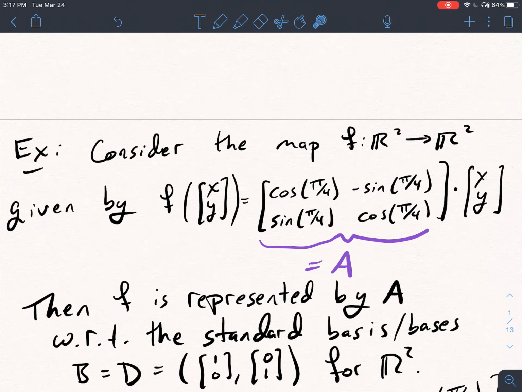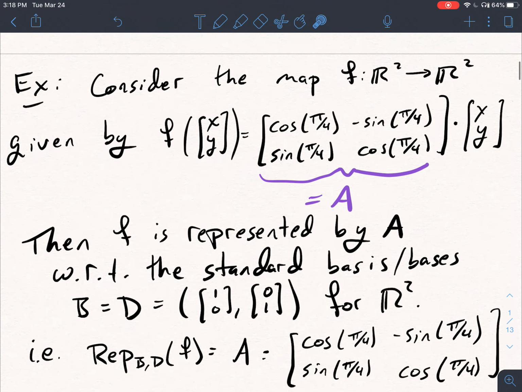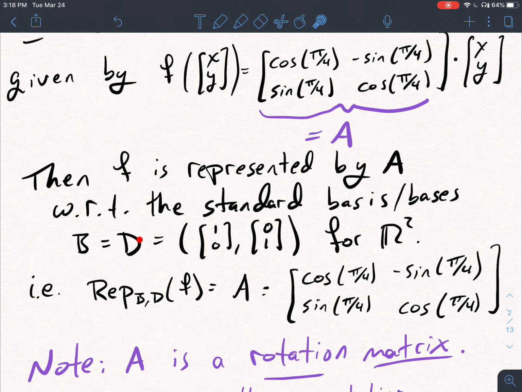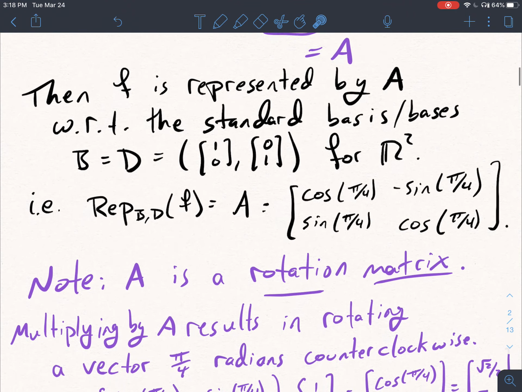In which case you would have the standard bases for R3 and R2. Okay, so anyway, A is the representation of F with respect to B and D, the standard bases for R2. I could have just gotten rid of this D and just written the representation of F with respect to B and B, but it doesn't really matter. Okay, anyway, what's so special about this matrix?